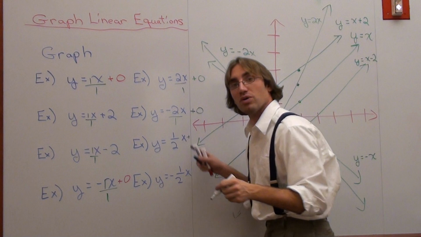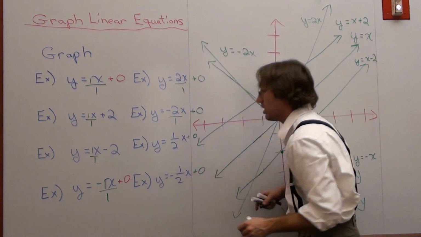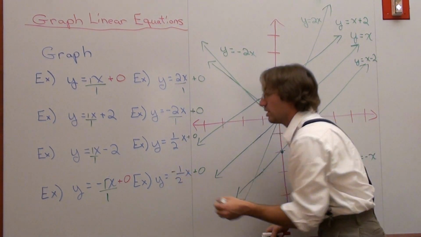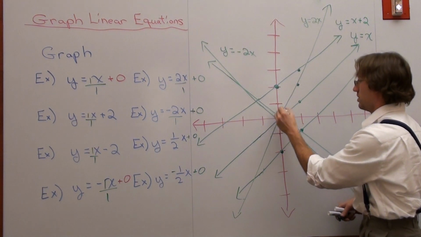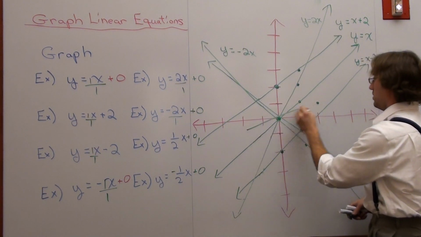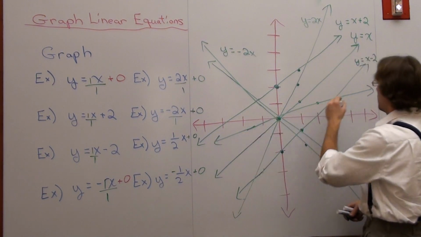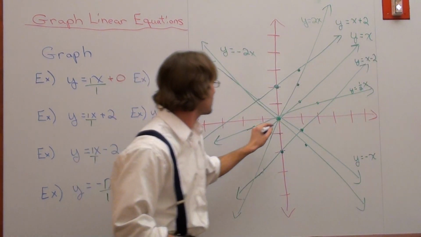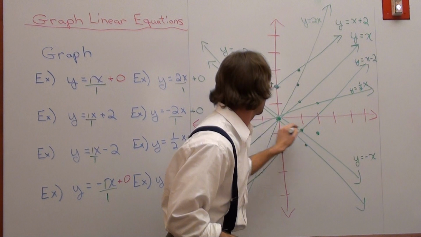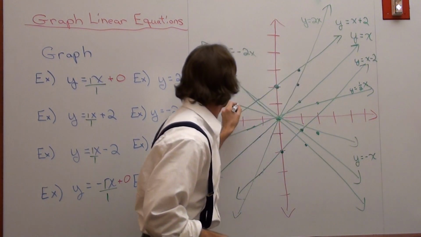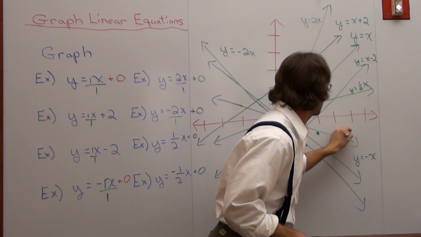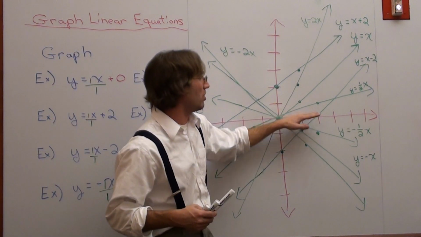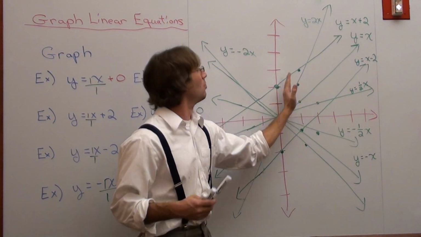The y-intercept for both of these last two is at 0. But this time you go up 1 over 2 and down 1 over 2. So we'll see how each one looks. And y equals negative 1/2 x. You can see what happens is that the slope rises slower. Y equals 1/2 x, y equals x, y equals 2x.